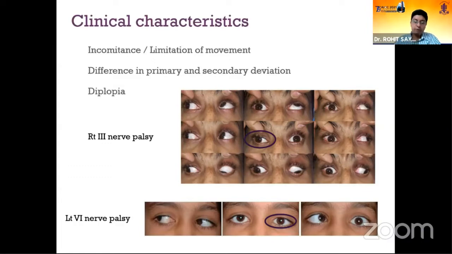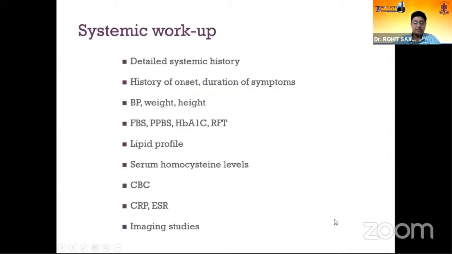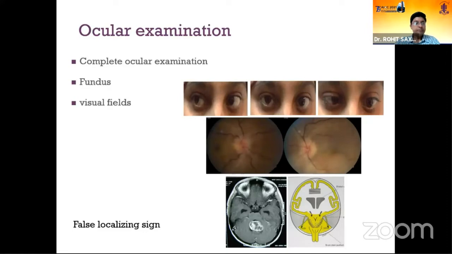They manifest with diplopia. Like you can see in this case, in a third nerve, you can see the limitation of movement very clearly there. In this case of a left sixth nerve, you can see abduction deficits. It's important in any patient of incomitant strabismus to do a detailed systemic workup. And if it's acquired paralytic, you need to do a complete workup for possible etiology.